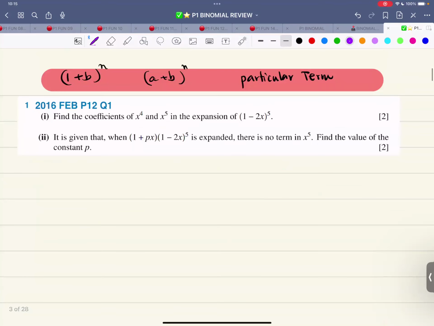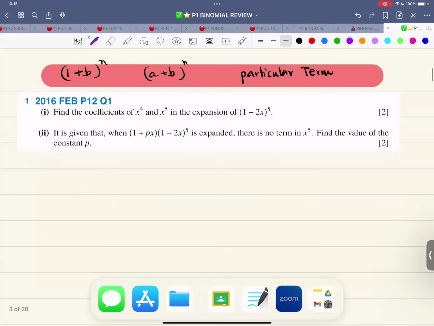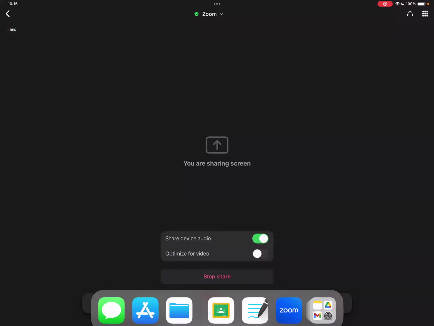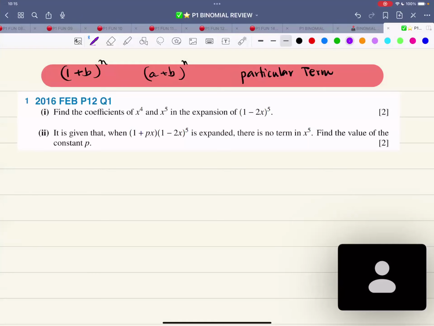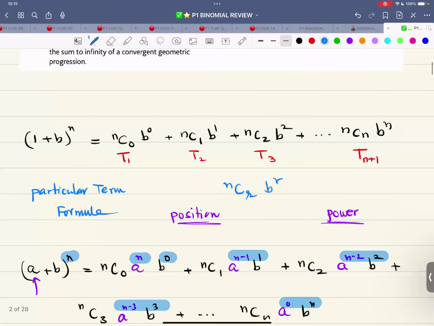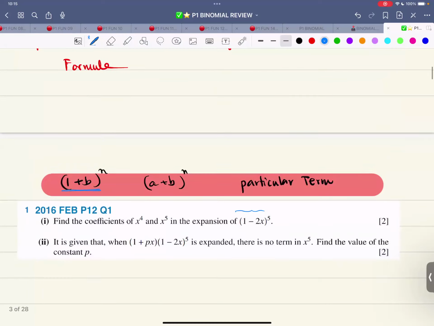Now let's look at the first question. And let me just check one thing. The voice is all good and the recording is on. So now it says, find the coefficients of x^4 and x^5 in this expansion. So over here, the expansion of this is like this. That is this one, and that's the particular term formula.